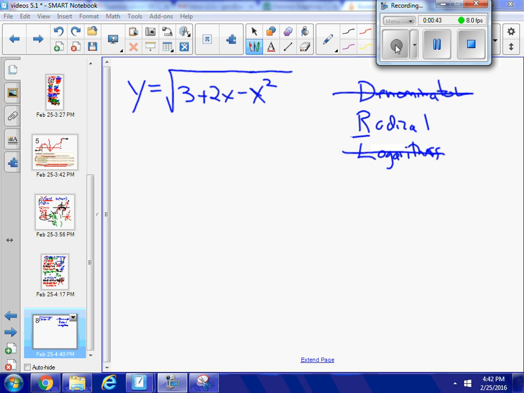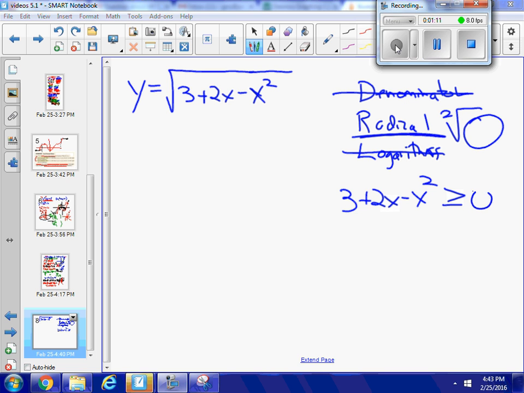But I do see a radical sign, and that radical sign has an even index. It's a square root; the index is assumed to be 2. So if I have a radical sign with an even index, the radicand, the part underneath the radical sign, has to be greater than or equal to 0. So I'm going to set 3 plus 2x minus x squared greater than or equal to 0.